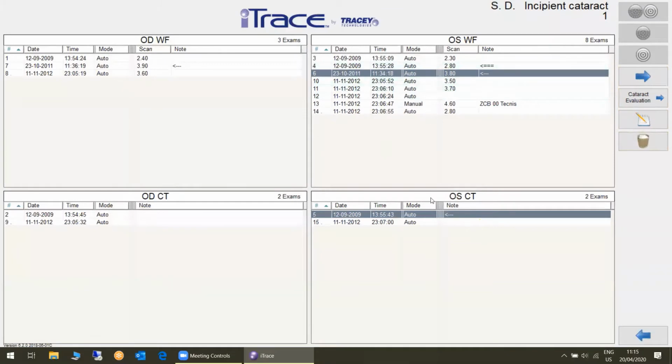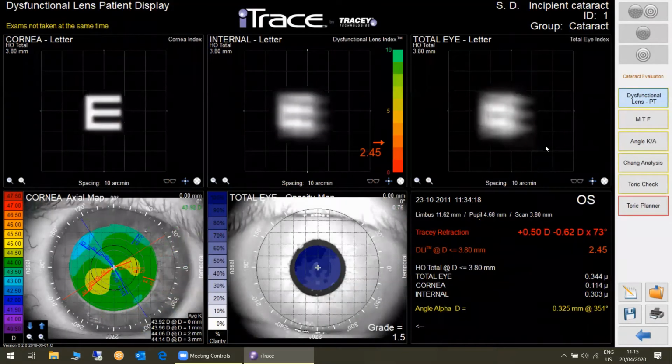What we are going to use in daily practice is this. I have a button called Cataract Evaluation. This is what the patient sees. It's not the cornea, it's the lens. So this will be the first image you will see. Here you have the pupil size, you have the refraction with the color, and here you see higher order is 34 of the total eye, divided between cornea and internal.